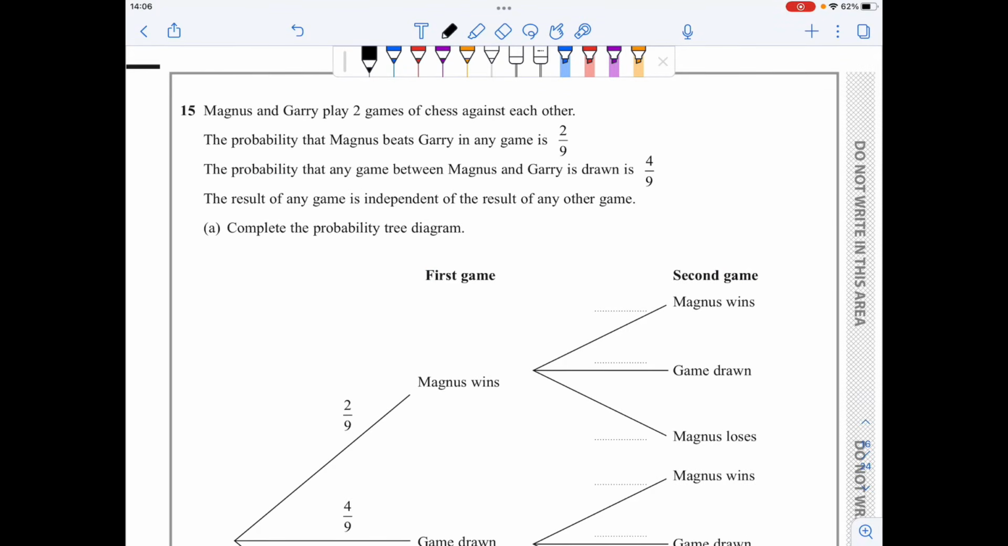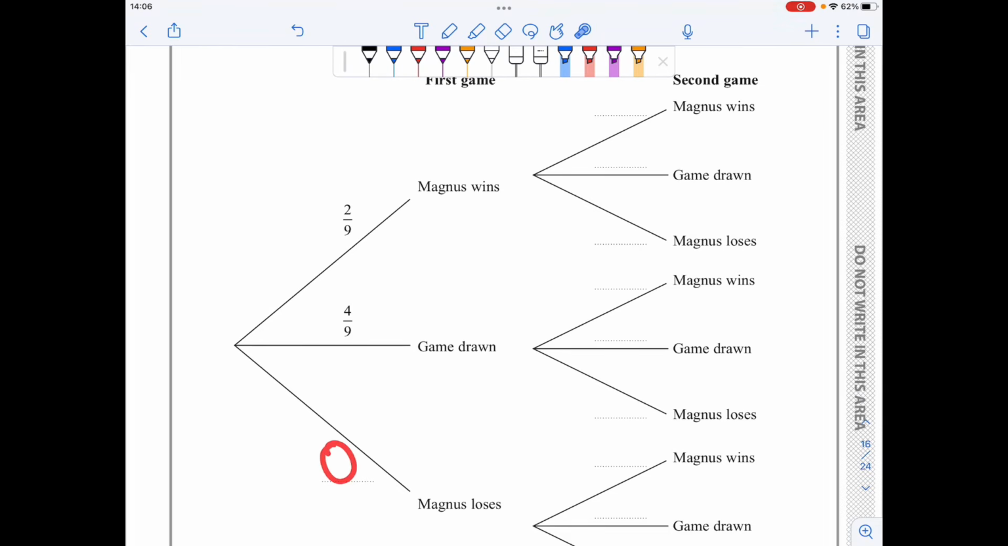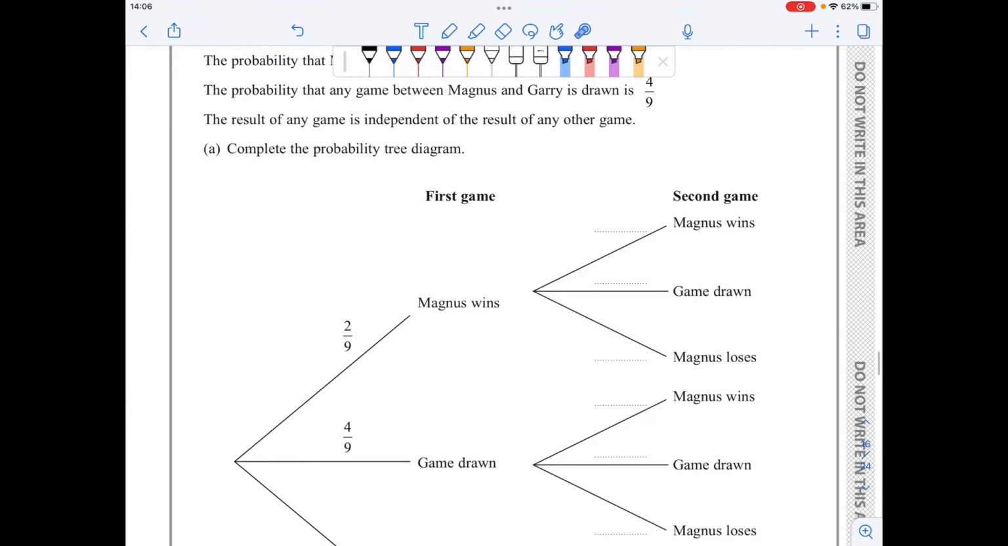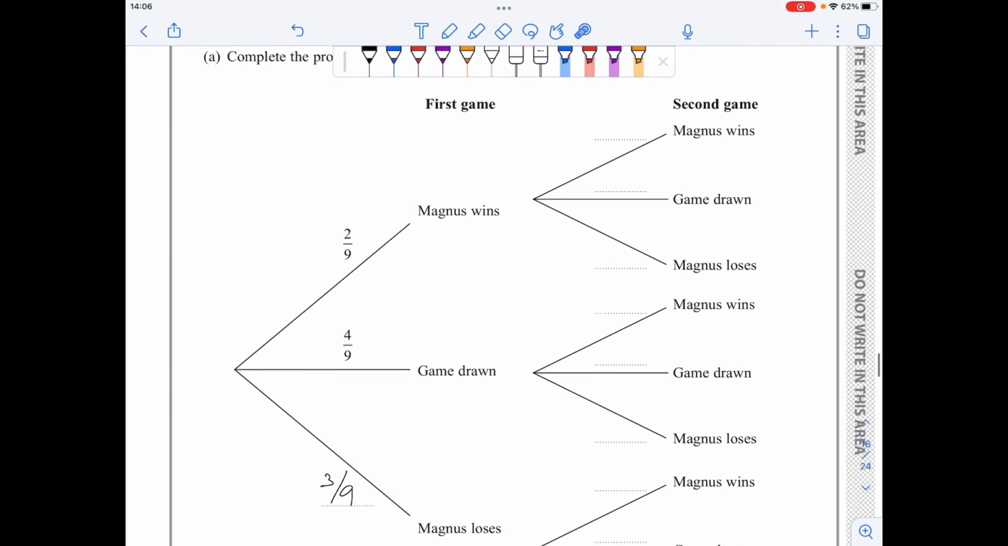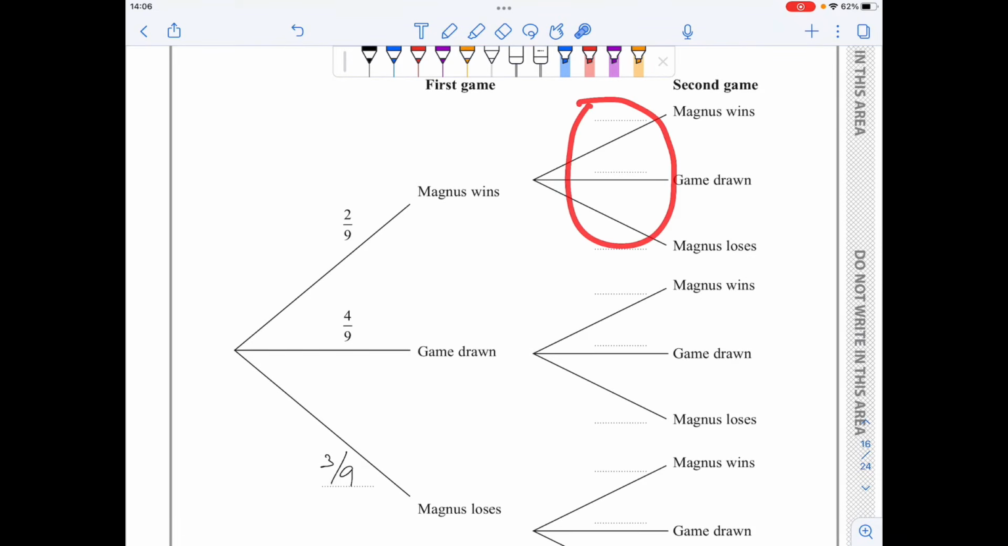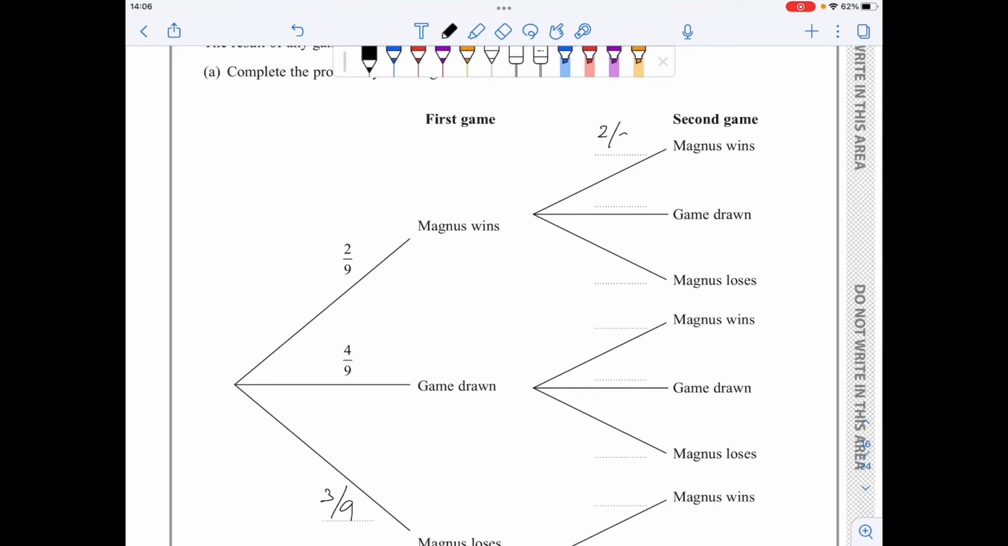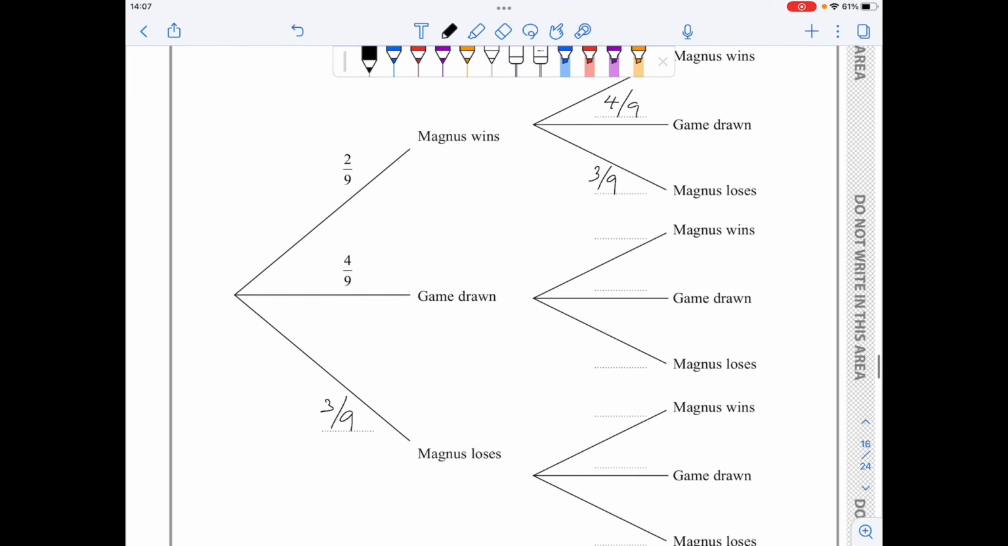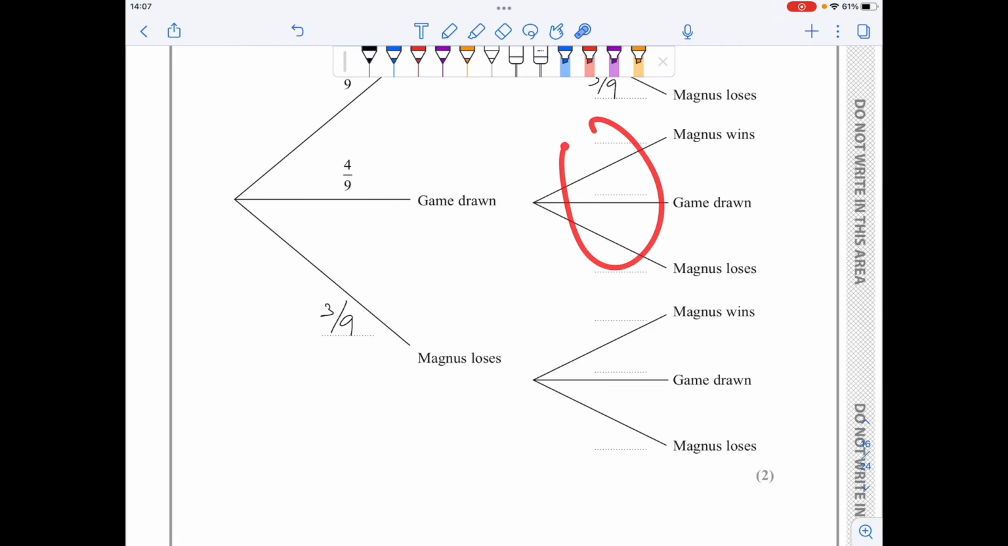For question 15, let's start by completing this probability. Now the sum of these three probabilities should be 1, so the missing one is 3/9, and because the games are independent, it means that these three will be exactly as these three. Let's write them down: 2/9, 4/9, and 3/9, and then the others will be exactly the same.